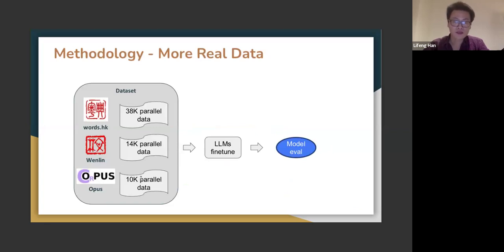In the second part, we added the Wenlin and the Opus corpus to the first real parallel corpus from words.hk to fine-tune the model and get the model evaluation. That's only trained using real parallel data.